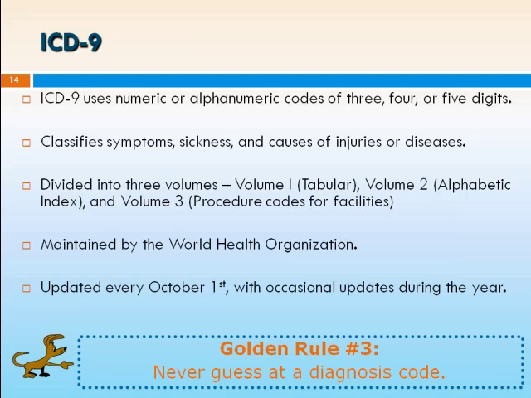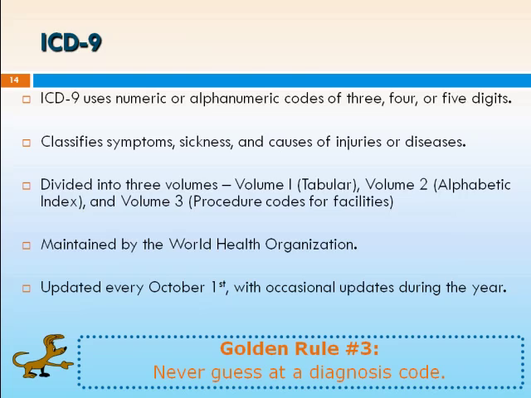You'll see on slide 14 that I have my third golden rule here: never guess at a diagnosis code. You don't want to assign a wrong diagnosis to a patient because it looks like maybe the doctor thinks that's what the patient has. That really can have long-term negative effects on the patient. For example, you wouldn't want to assign an HIV positive diagnosis to a patient who does not actually have HIV and who has not been confirmed as being HIV positive.